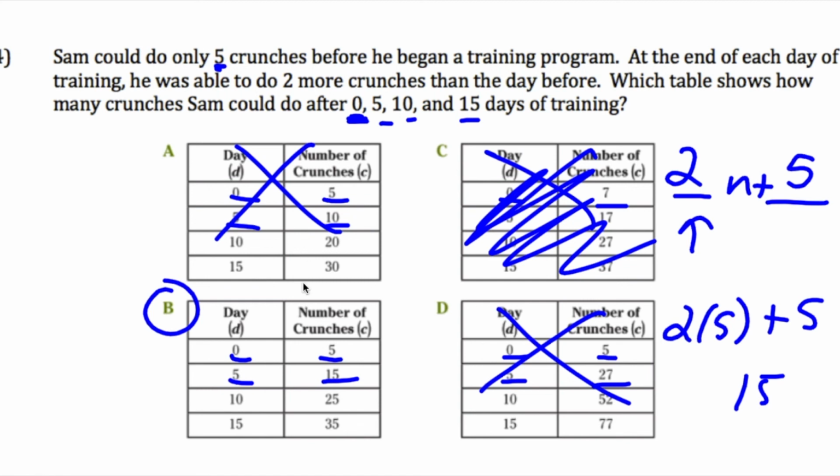Okay, and you could check it for the other ones to make sure, like let's try 15. So if I do 2 times the number of days, which is 15, plus 5, well 2 times 15 is 30, plus 5 gives me 35, and it works. Okay, so we know that that table is correct.